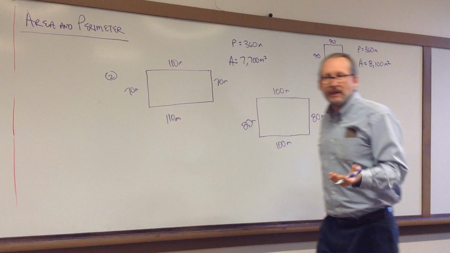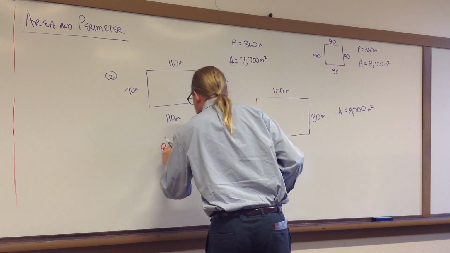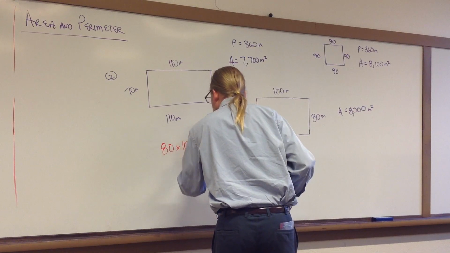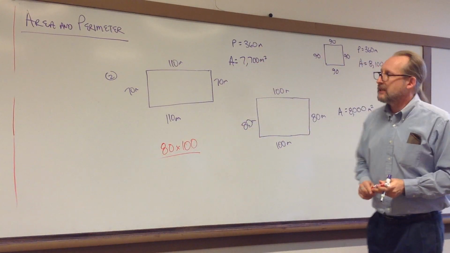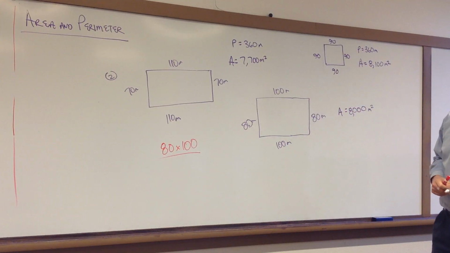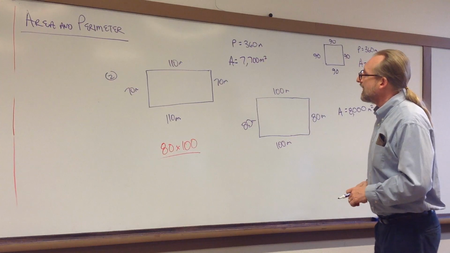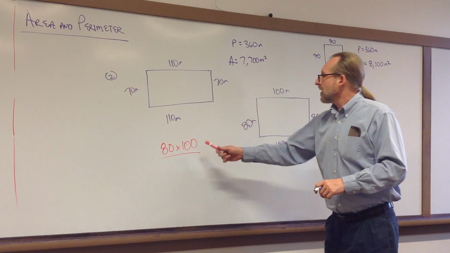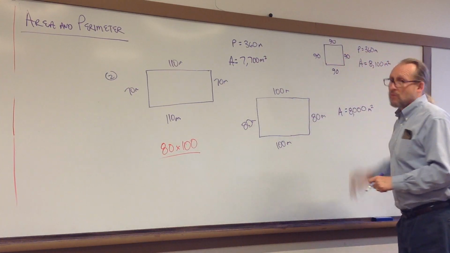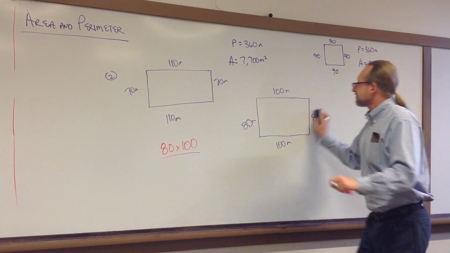So the answer to this question, you may be sitting there thinking, well, what's the answer? Okay. Well, there are going to be multiple answers. 80 by 100 is a good answer. 90 by 90 is also a good answer. The key is that you want to keep that perimeter the same, but you want to increase the area, and the more you make it like a square, the bigger that area will get.